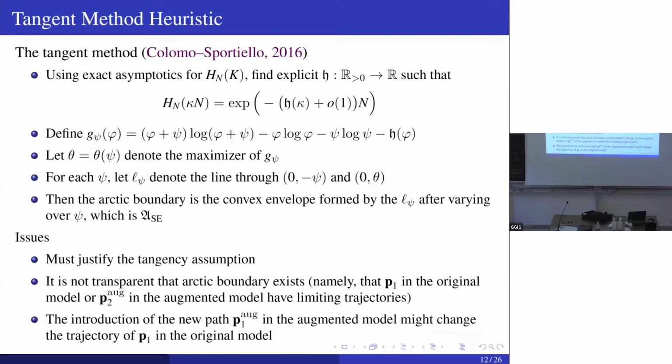Okay, now even if you assume that the Arctic boundary exists, I've added a new probe, so to speak, and it's sort of this brown path to it. Presumably, in principle, this brown curve could mess up the Arctic boundary. It could shift it. So what you need to show is that this does not change the limiting trajectory of the original Arctic boundary.